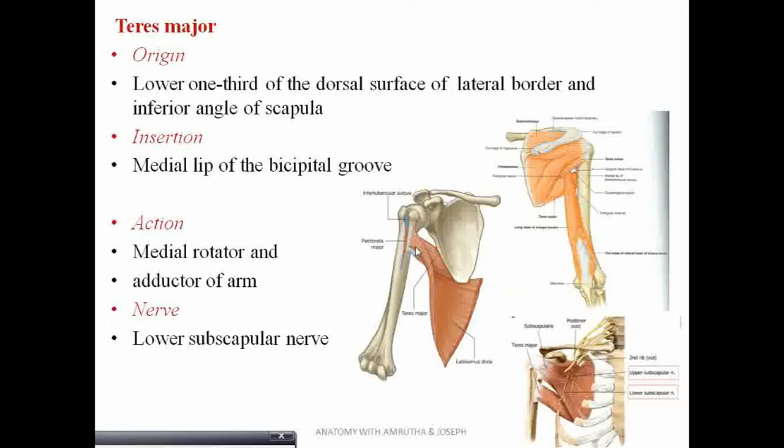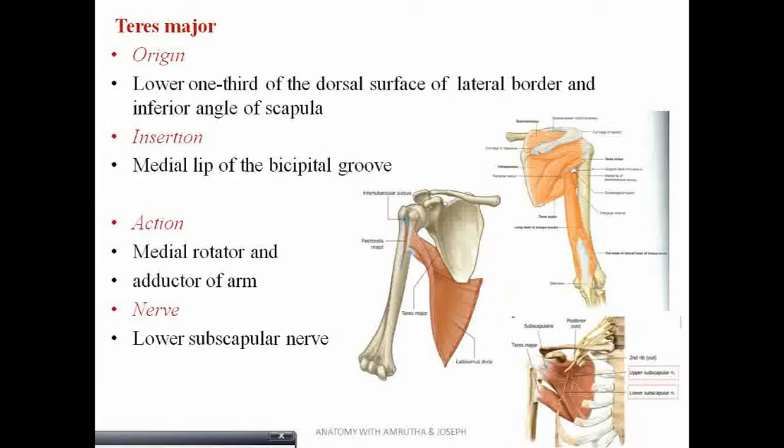Teres major: anterior view of the teres major, posterior view of teres major. Teres major originates from the lower one-third of the dorsal surface of the lateral border and the inferior angle of the scapula. So it originates from the lateral border but the lower aspect. The upper aspect gives origin to teres minor. Always remember, minors are above, majors are below. So here teres minor is above, teres major is below.